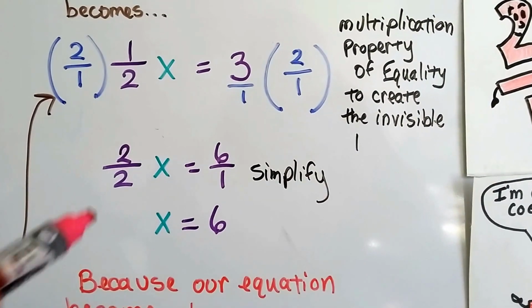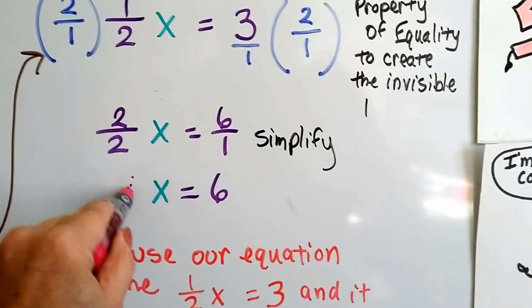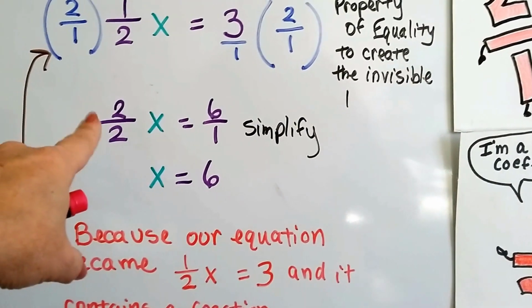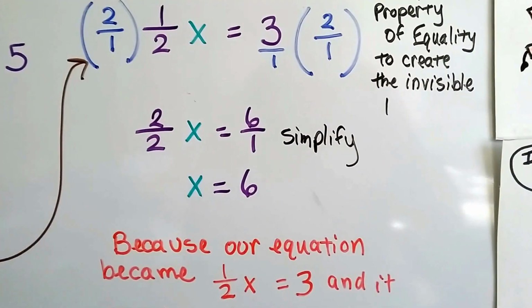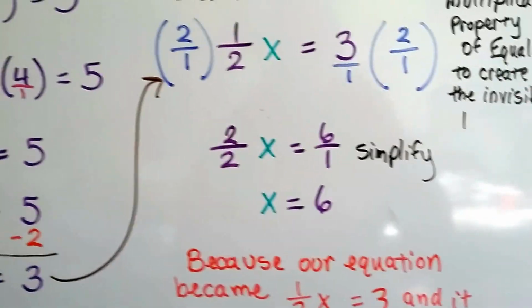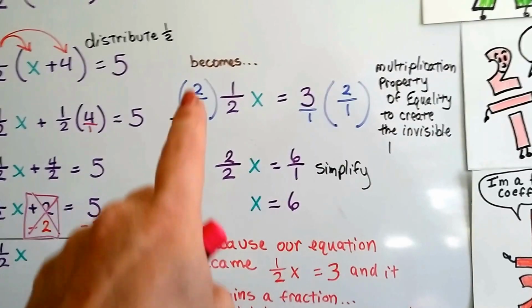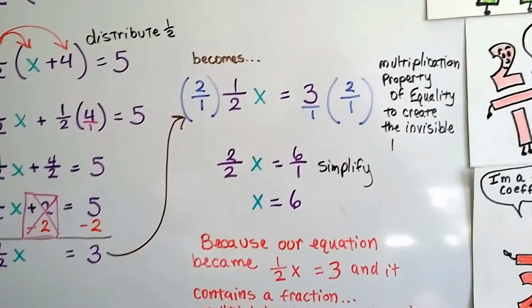We simplify it. That's the invisible 1 that we don't really have to write, right? And the 2 over 2, because the numerator and denominator is the same. 6 over 1 is 6. And we get x equals 6, and we were able to solve it. And because this was a fraction, it was really easy to use that reciprocal, wasn't it?